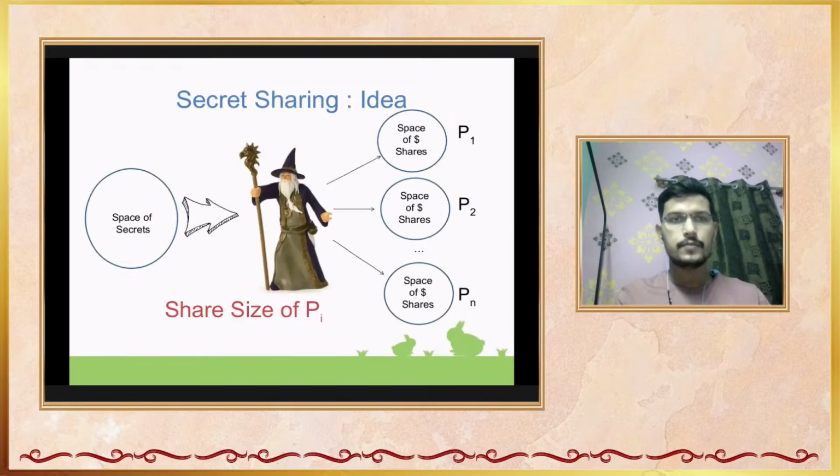And the idea is as follows. There is a space of secrets, and there is a special participant called the dealer. He generates a few spaces which look random from the point of view of outsiders, and values from these spaces, called the share spaces, are given to the participants or shareholders. The notion is that the ith participant gets a share of size equal to the cardinality of the ith share space.